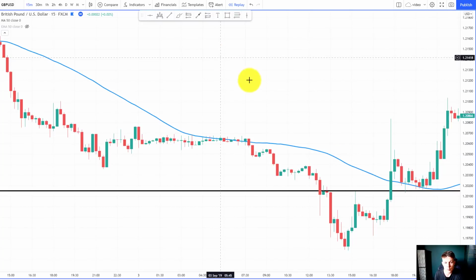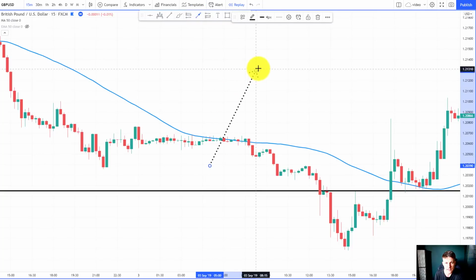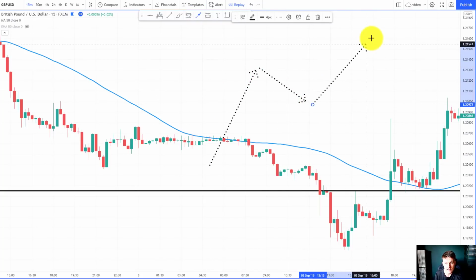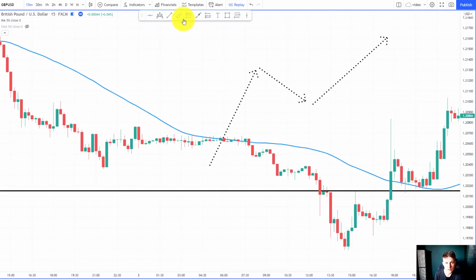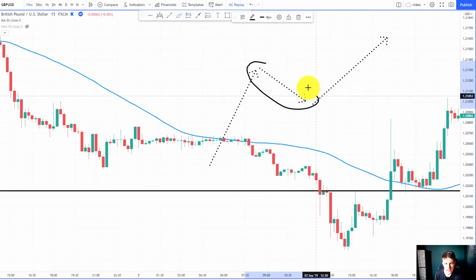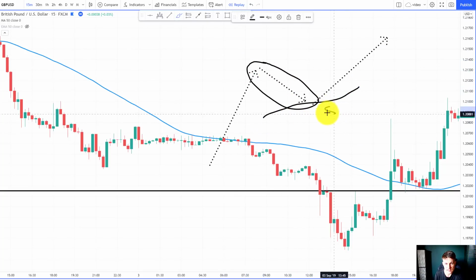So we want to wait for the first consolidation. We want to see that the market is moving back into the moving average and then away. Very often you will find a pattern that looks something like that. This is exactly what we want to wait for. So we want to see that this pattern is shaping up. It is moving into the moving average, which is this area, and that is what we're going to use for our entry timing.